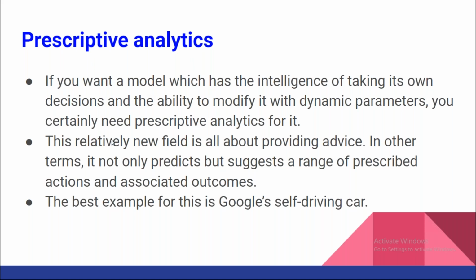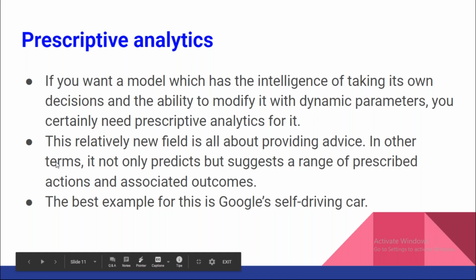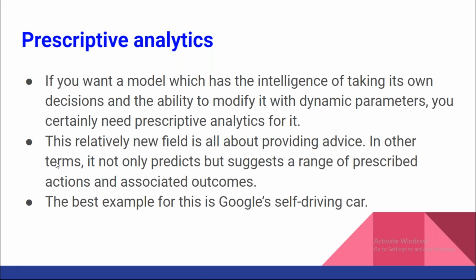So you can think of these examples as a relatively new field. As I said before, it's all about providing advice basically. In other terms, it not only predicts but suggests a range of prescribed actions and associated outcomes. So what could be the possibility? It would not give an accurate answer, but it will say that this could be a possibility: you might have this sort of type A disease, type B disease, you should take care of yourself, or you should get yourself tested for this sort of disease.